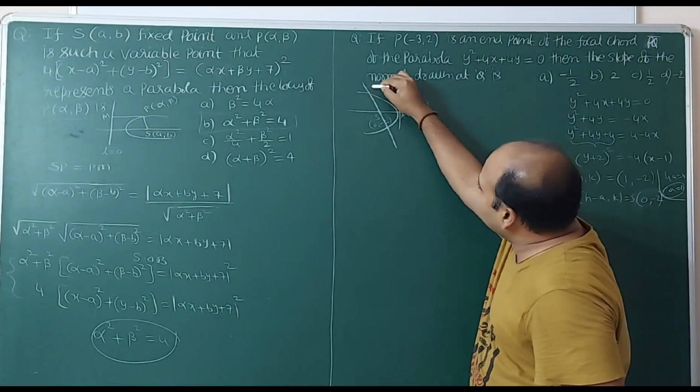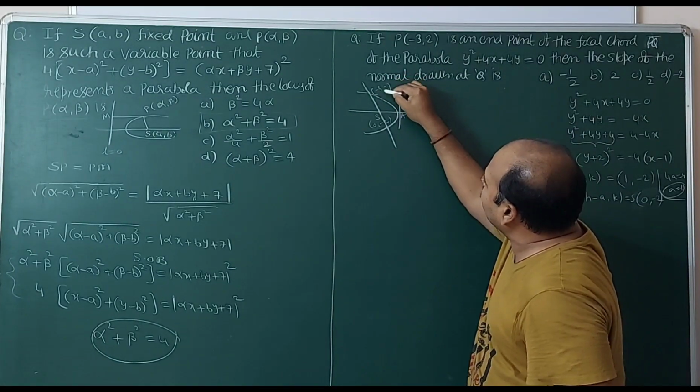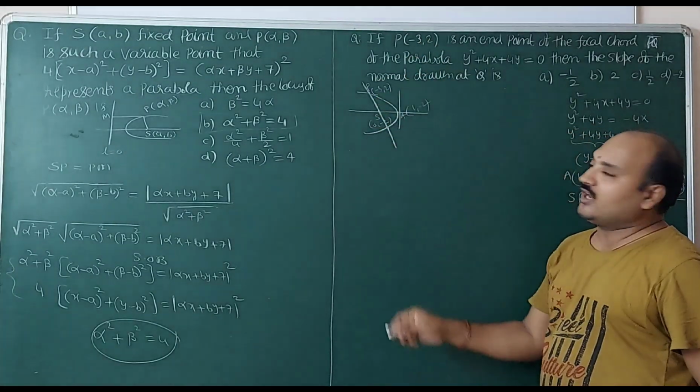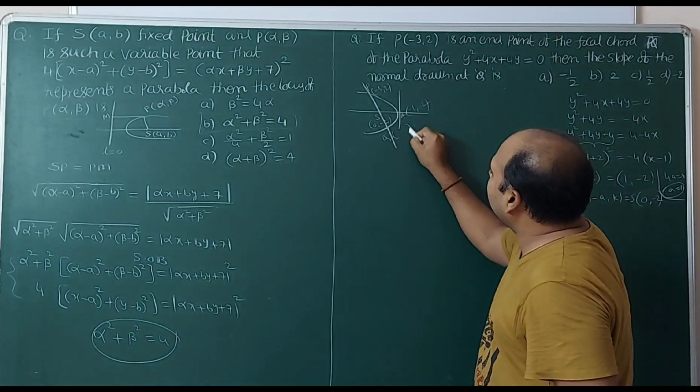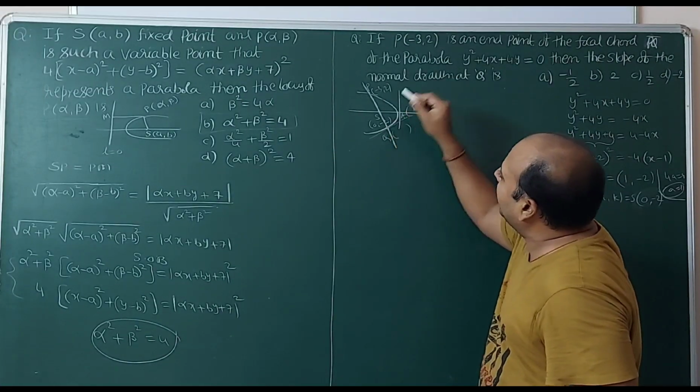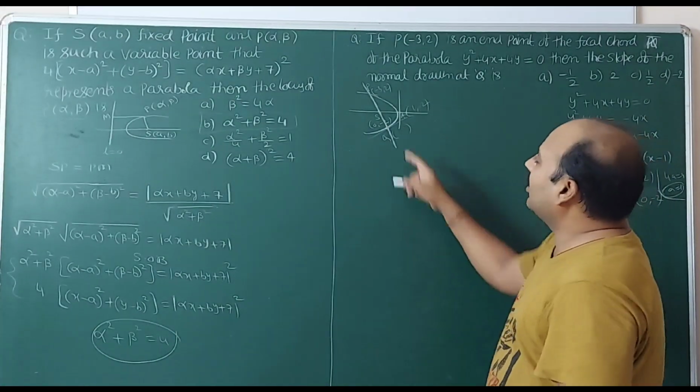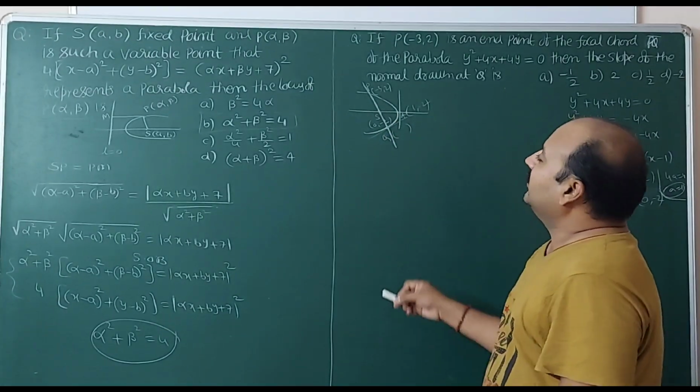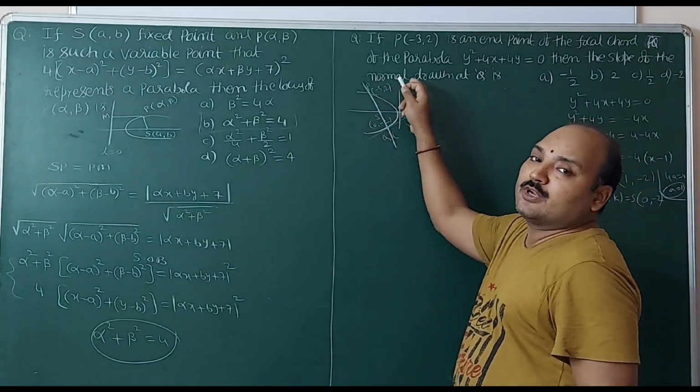So one focal chord end is given, minus 3 comma 2, P. This P value is given. They are asking to find Q. This is the tangent, and this is the normal. Not the focal chord; they are asking about the normal. So first, minus 3 comma 2.